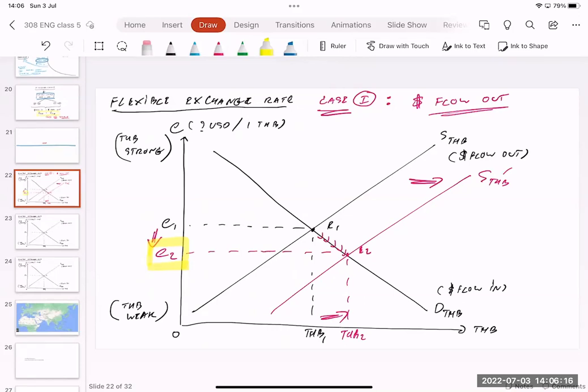So what you learn from this case is every time the money flows out of the country, it's going to make our currency weak. Okay, this is what you can learn from this case.